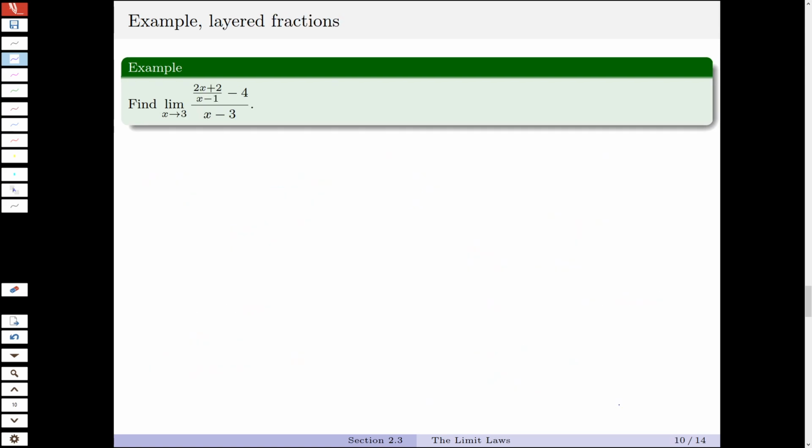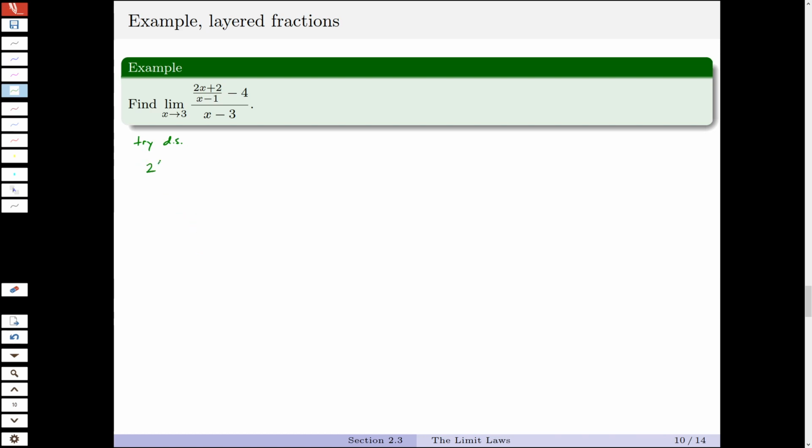Okay, let's look at an example where we have a fraction inside the fraction. The way that I always want to try starting limit problems is to try direct substitution and see what happens.